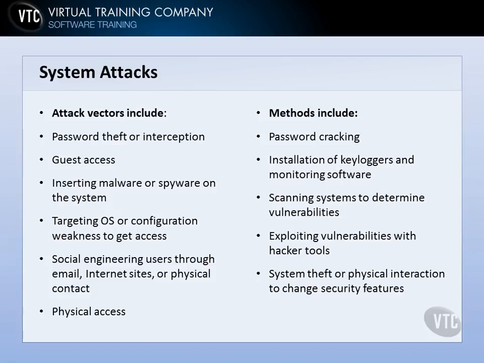Now, what are some of the methods to attack a system? Well, if we can get password hashes, we can do password cracking, and we'll explain how that works over a few sessions coming up. We can install keystroke loggers and monitoring software so we can see what the user is doing and how they're doing it and possibly getting information about them and their credentials. We can scan systems to determine the vulnerabilities that are on them so we can research them and take advantage of those vulnerabilities and possibly come up with exploits to exploit them.